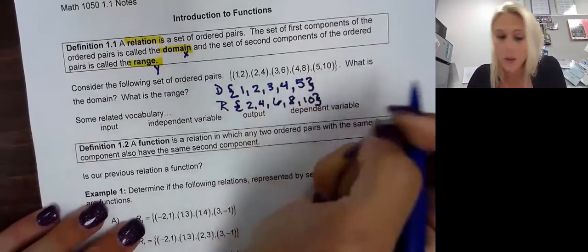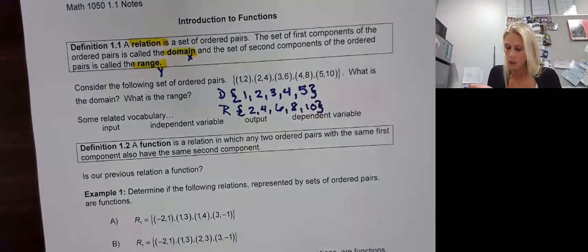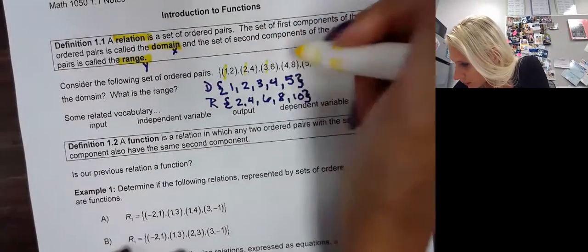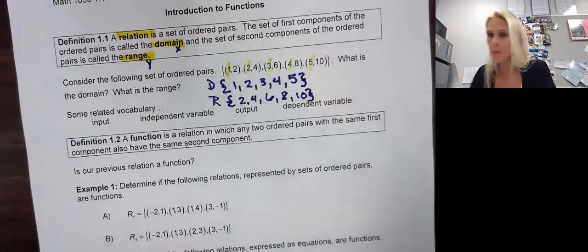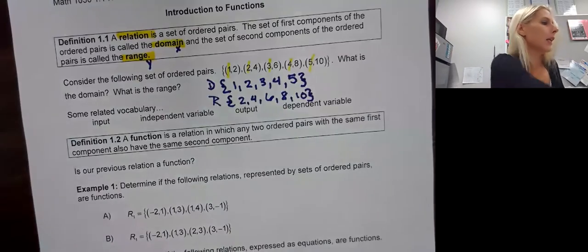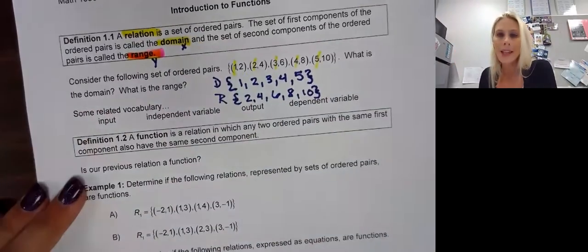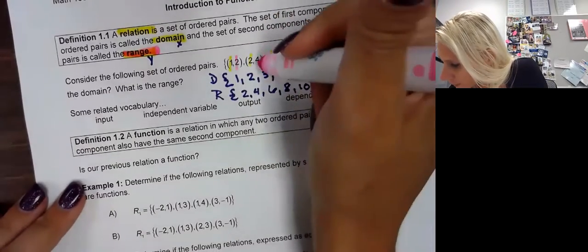If you want, you can highlight them different colors, right? So I can say the domain is my first set of numbers, right? And my second set, and I can even make that a different color there, is your range.